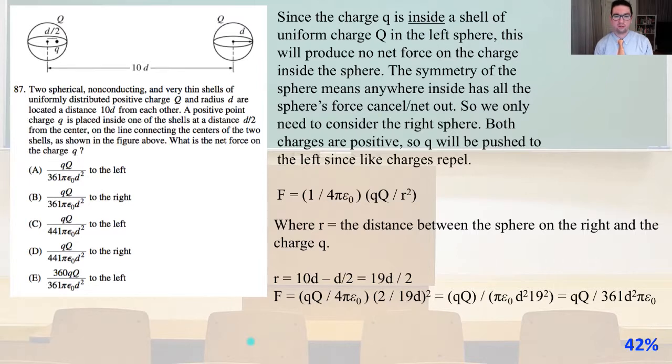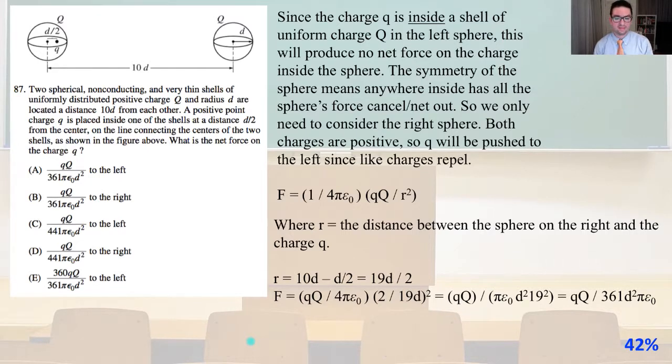Well, since the charge little q is inside a shell of uniform charge big Q in the left sphere, this will produce no net force on the charge inside the sphere. The symmetry of the sphere means anywhere inside has all the sphere's force cancel out, so we only need to consider the right sphere. Both charges are positive, so little q will be pushed to the left since like charges repel. So our force is going to equal 1 over 4 pi epsilon naught, that quantity, times Qq over r squared, where r is the distance between the sphere on the right and the charge little q.